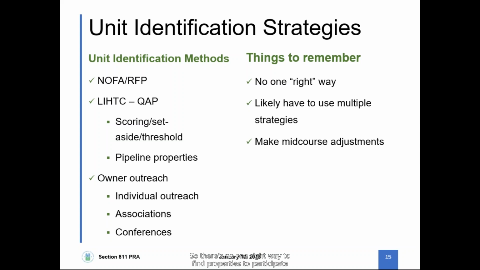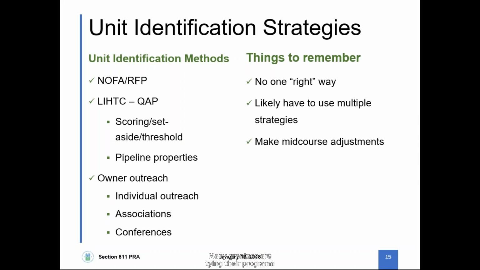So there's no one right way to find properties to participate in the 811 PRA program. Each state will need to find methods that work for them, but some typical methods include using a notice of funding availability or request for proposal, or NOFA or RFP for short, to solicit properties to participate in the program. This typically will ask for existing properties who are interested in participating in the program. The 811 PRA program does not have obvious incentives for participation for some owners, so attracting a volume of properties using this method might be challenging.